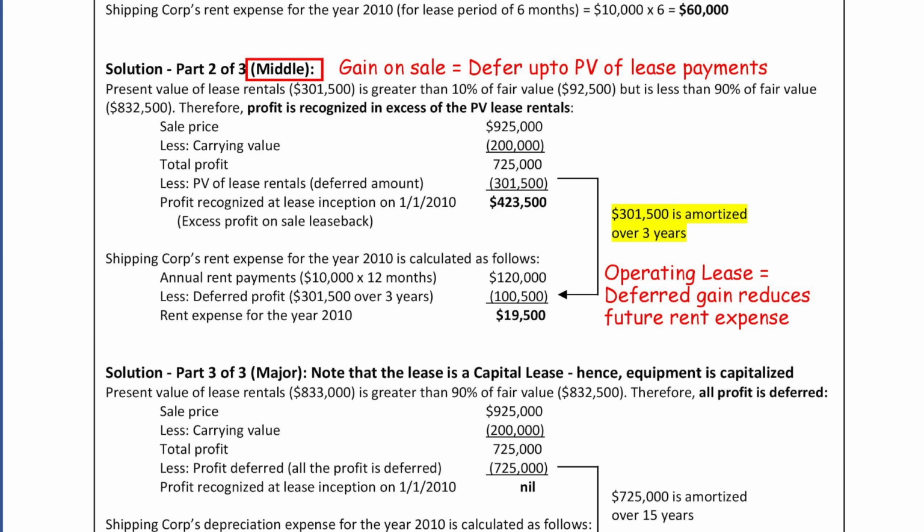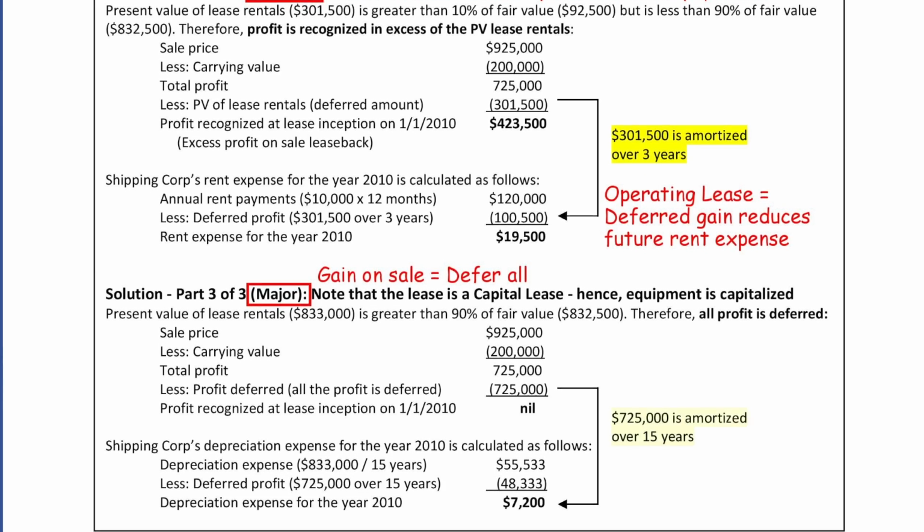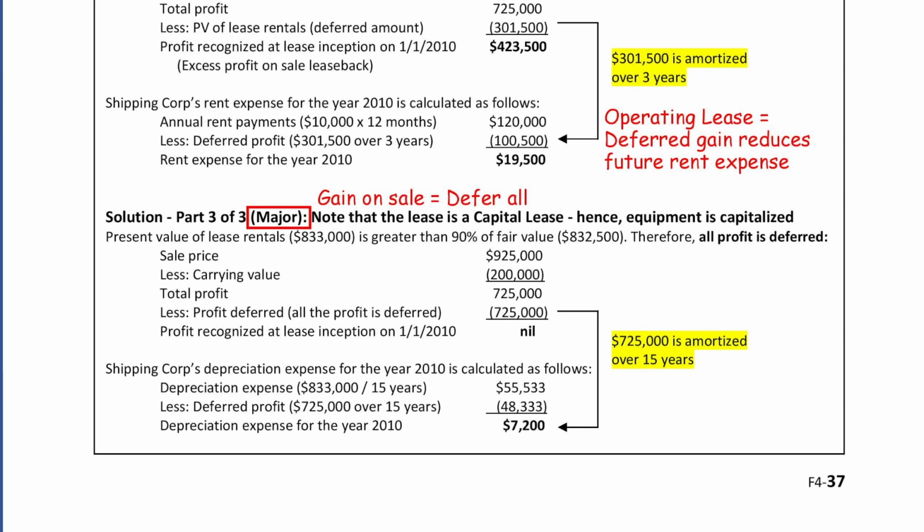Now in the third case, we have the leaseback period of 15 years and the present value of lease rentals $833,000 is greater than 90% of the fair value of the ship. So this becomes a major sale leaseback. So put a box around major and write gain on sale defer all. Highlight the gain $725,000 is amortized over 15 years, the lease life. And right there, capital lease equals deferred gain reduces future depreciation expense. So the amortization of this gain of $725,000 reduces the depreciation expense that the Shipping Corp has on this capital lease.